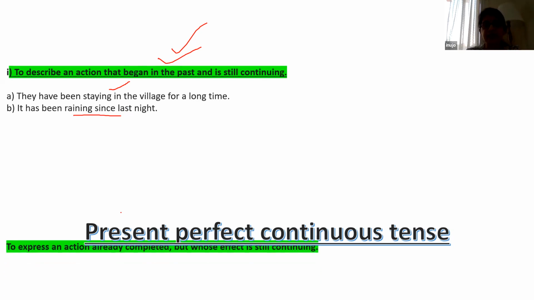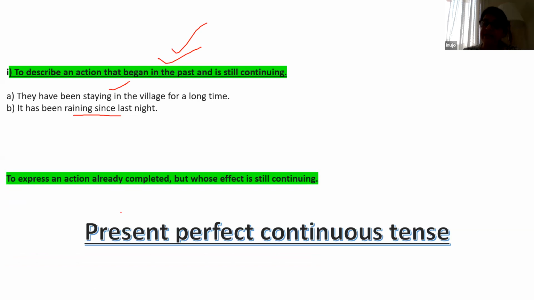Now, to express an action already completed, but whose effect is still continuing.